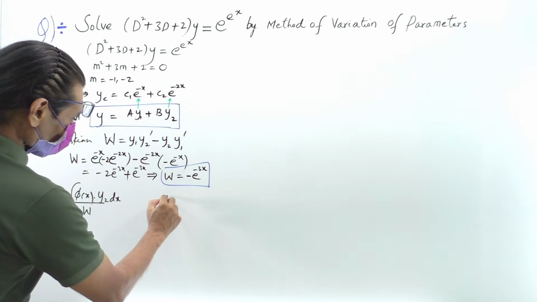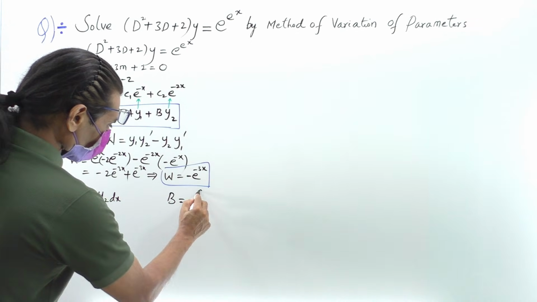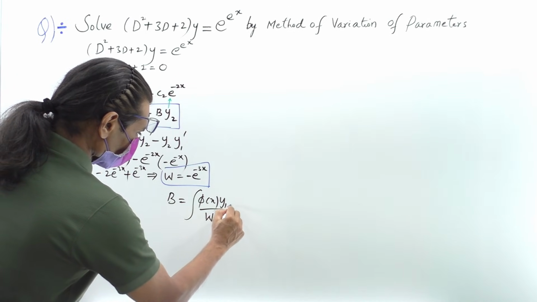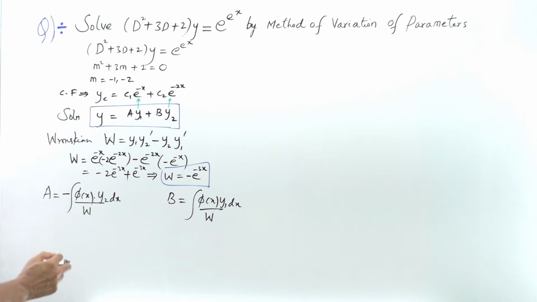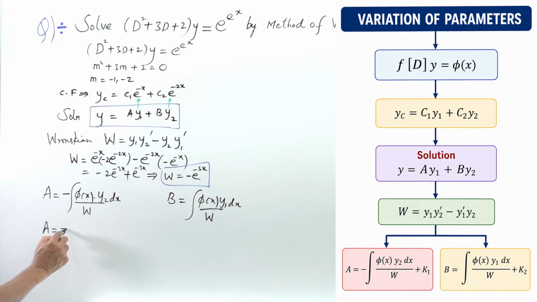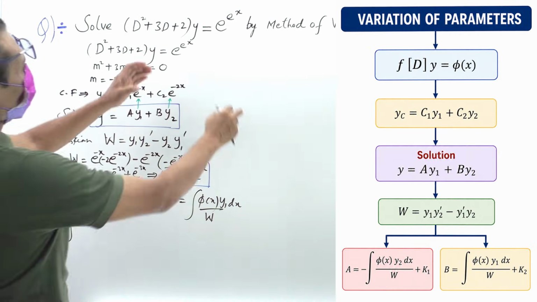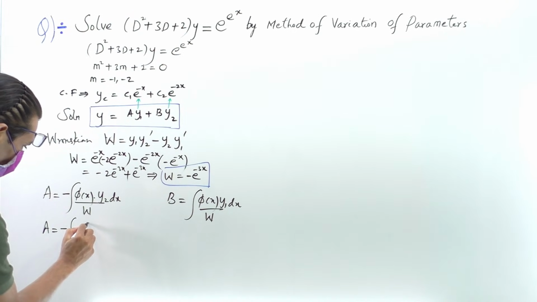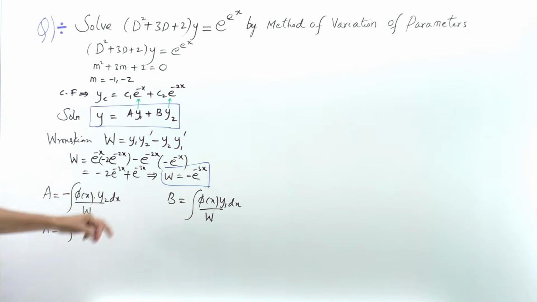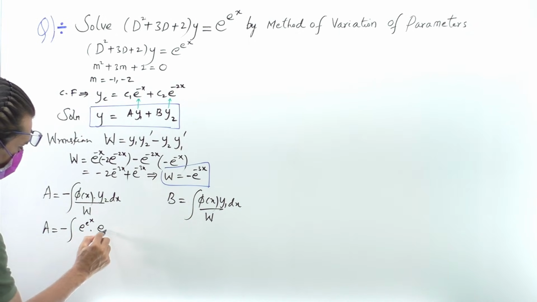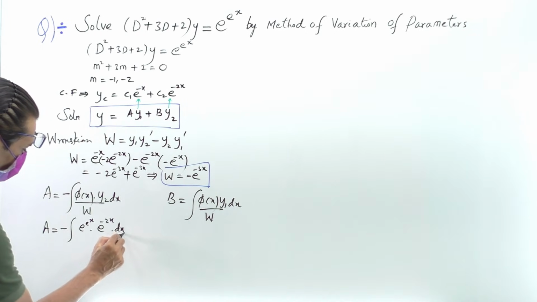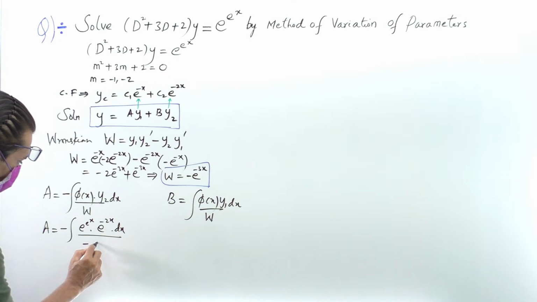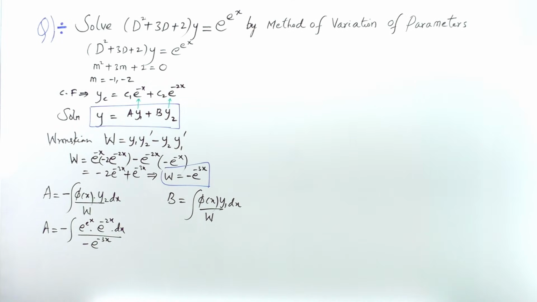And similarly, the formula to find b will be, there is no minus in b, integration of phi of x into y1 over w dx. That's it. Okay, so let's find a here. So a will be equal to minus integration of, what is the function here? The right side, whatever is the function. Here it is e raised to x. So e raised to power e raised to x into, what's y2? Y2 is e raised to minus 2x into dx over, what's w? It's minus e raised to minus 3x. That's it.